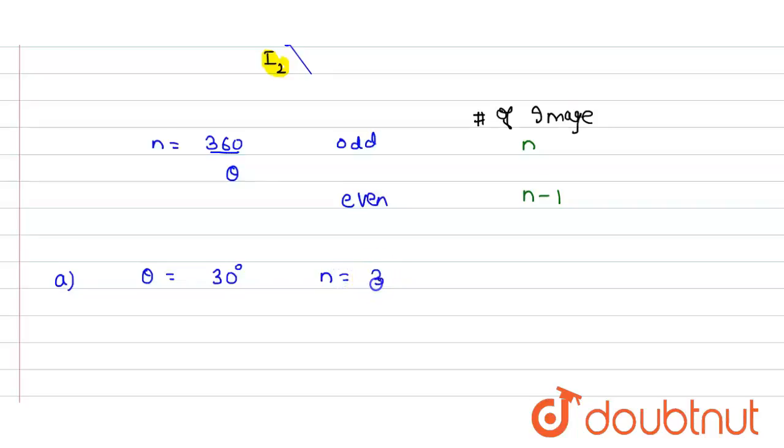The n value would be equal to 360 degrees divided by 30 degrees, so it would turn out to be 12. Now this is the value of n. Now what is this n? This is even. So what is the number of images? The number of images would be equal to 12 minus 1, that means 11. 11 images would be formed.